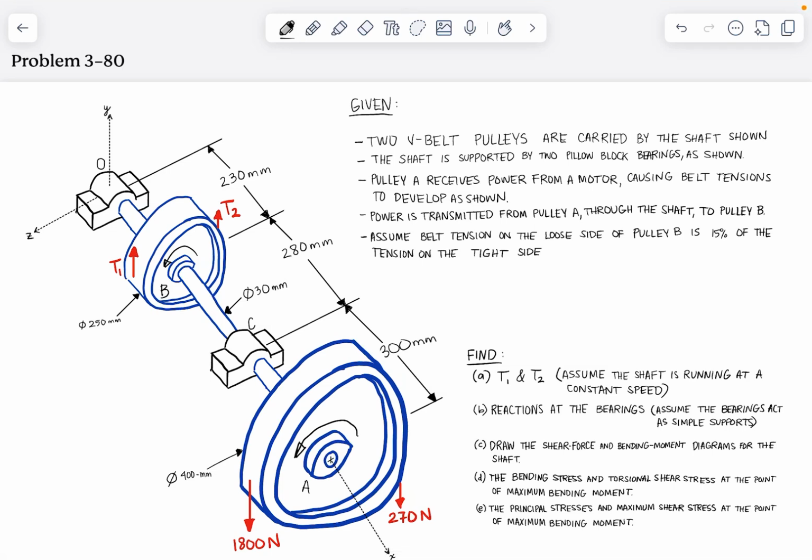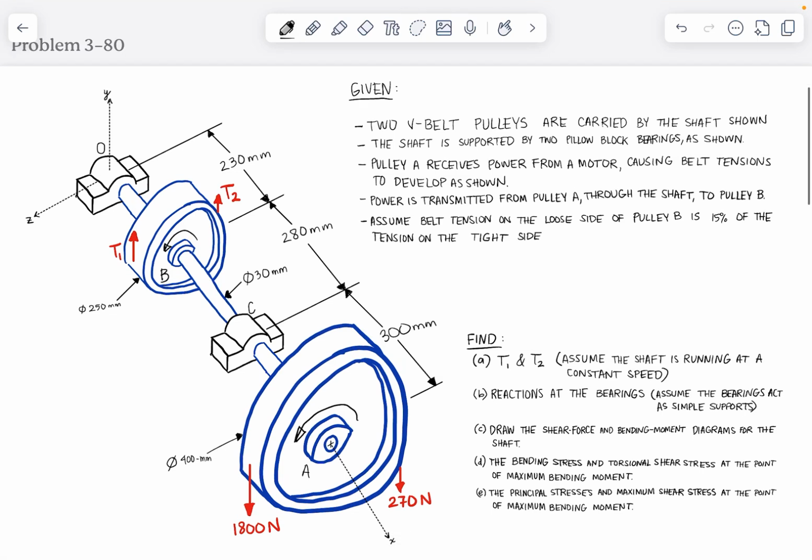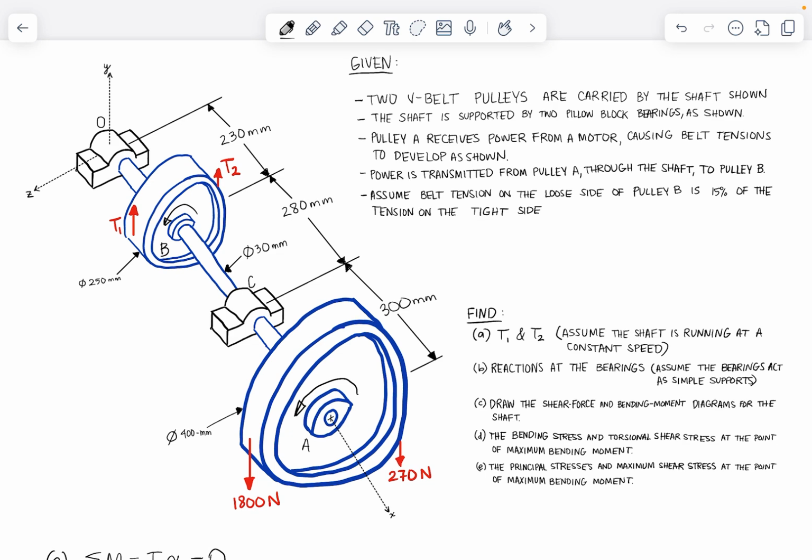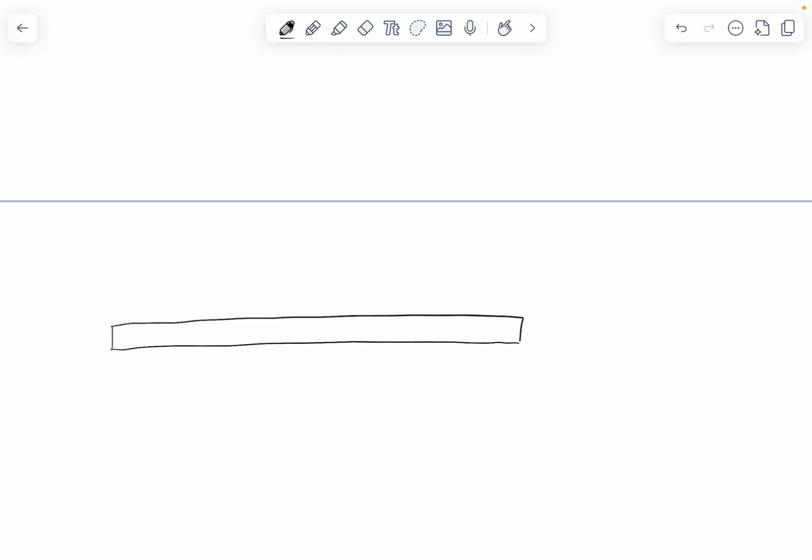Okay, let's continue solving this problem with part B, where we're asked to solve for the reactions at the bearings, and we're going to do that assuming that the bearings act as simple supports. So let me redraw our assembly down on the next page. This is a side view of our assembly. There's the shaft, and then I'm going to draw pulley A at the end here, and then pulley B here sort of in the middle, and I'm going to draw our bearings as simple supports.